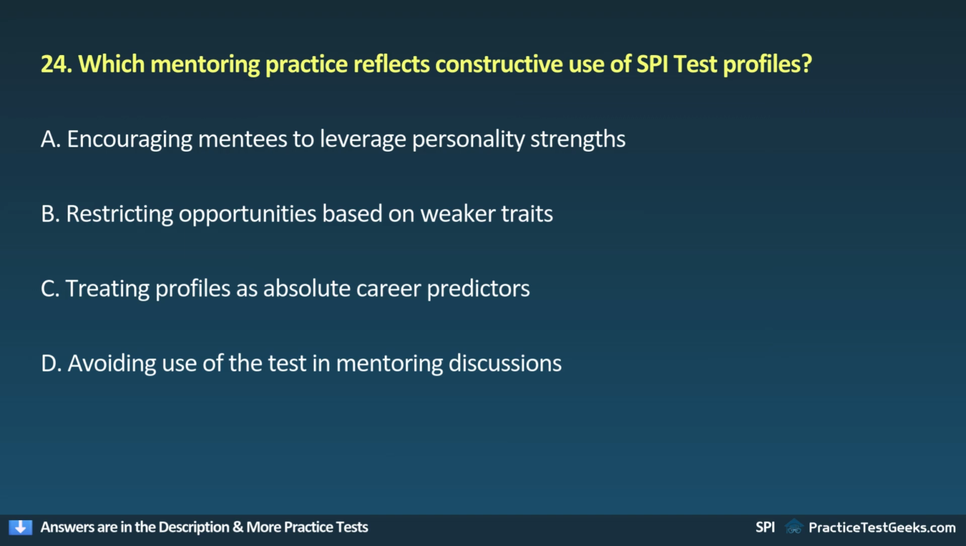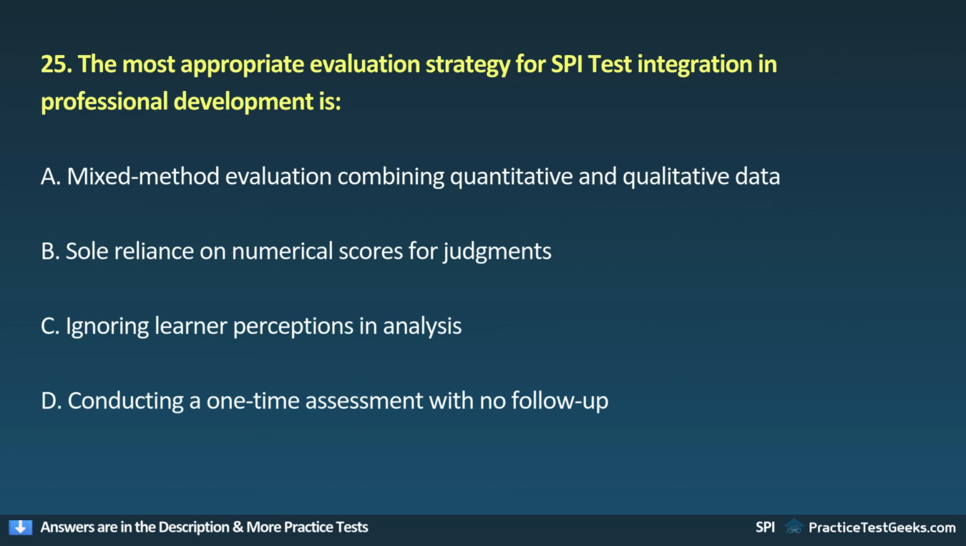B. Restricting opportunities based on weaker traits. C. Treating profiles as absolute career predictors. D. Avoiding use of the test in mentoring discussions. 25. The most appropriate evaluation strategy for SPI test integration in professional development is A. Mixed method evaluation, combining quantitative and qualitative data.